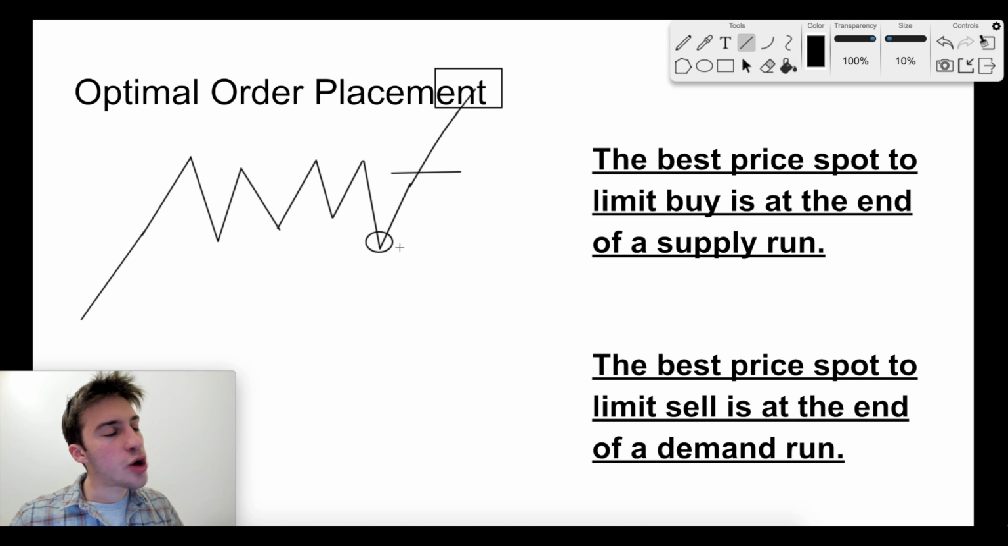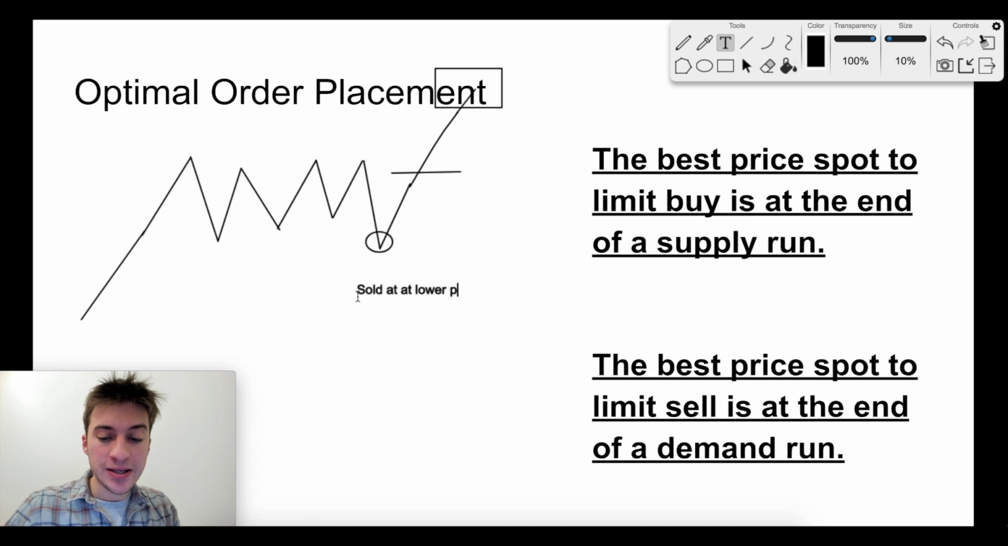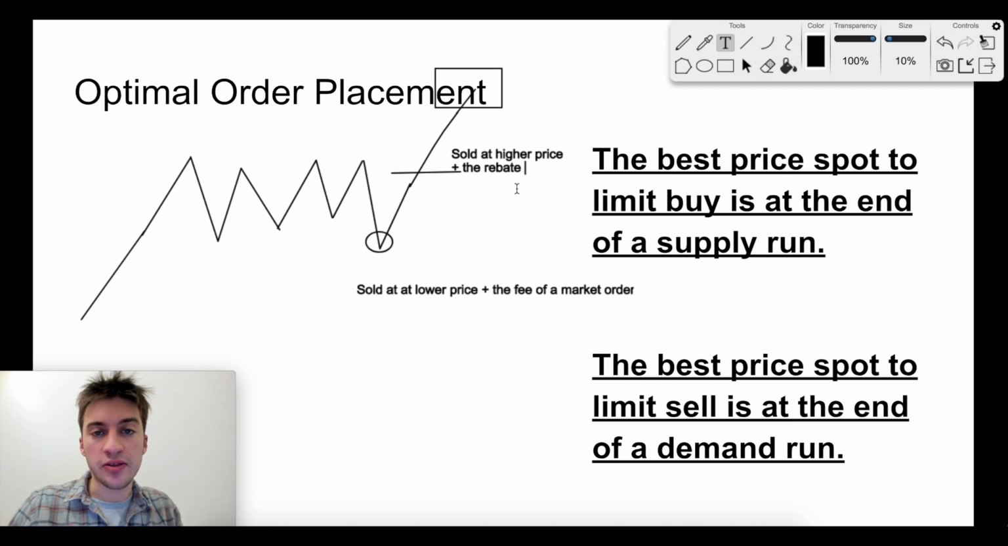This guy lost so much more money because he sold at a lower price, plus the fee of a market order on Bitmex. This guy who limit sold here didn't really lose that much. He sold at a higher price, which is already a better thing. It's going to lead to less of a loss. Plus, he got the rebate, meaning that when you place a limit order on Bitmex, you get paid to do so.